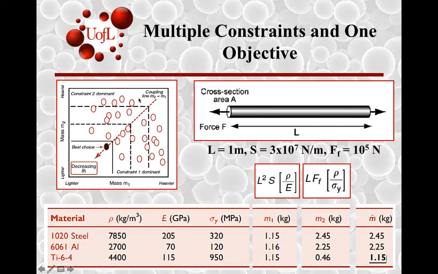There is another definition over here called the coupling line, represented by this dashed line in red, ending with an arrow. What does that mean? That represents the situation where you set the mass obtained from constraint 1 to be equal to the mass obtained from constraint 2. When is that possible? That is one type of question.